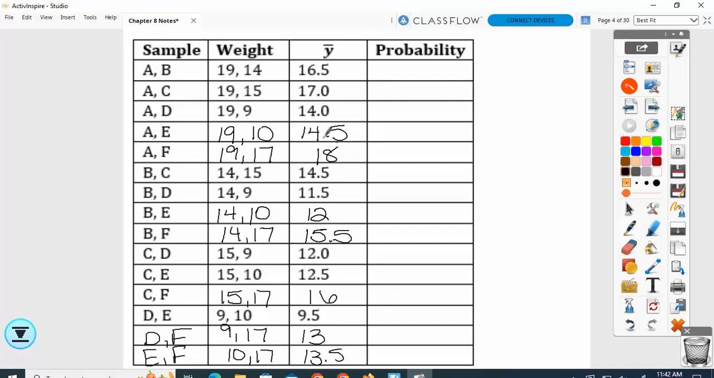Alright, so the probability of each of these. How many different groups do I have here? 15. So the probability of each of these groups would have been 1 out of 15, right? I'm not going to write that 15 times, it's the same all the way through. Any combination of pumpkins that I choose, there's a 1 in 15 chance that I chose those two pumpkins and got that weight for my sample mean.